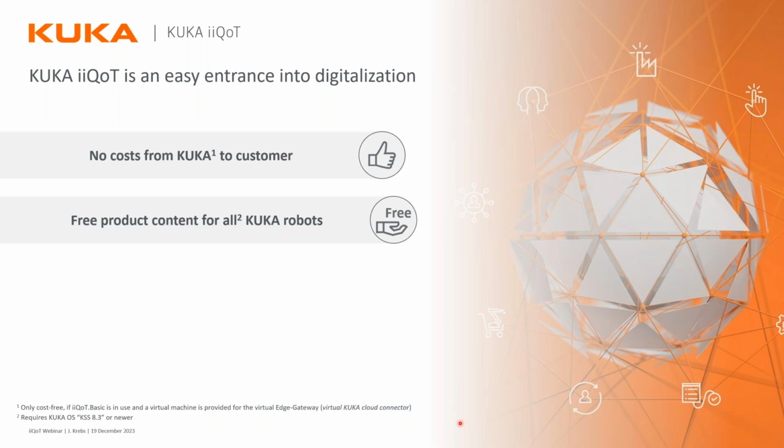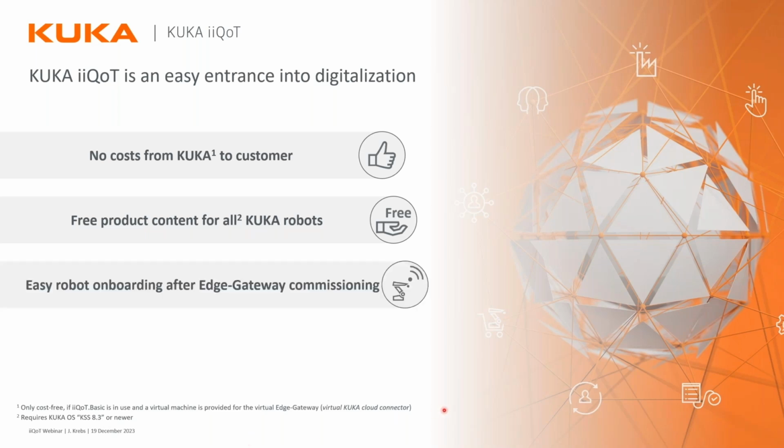Next point is that the free content we offer with iiQoT runs for all KUKA robots. Here we are again. Number 2, that requires our operating system KSS 8.3 or newer. This covers robots all the way back to, I don't know, delivered 2012, 2013. So it's going back almost around 10 years. So this covers a lot of brownfield robots, but also every new robot is already under that point.